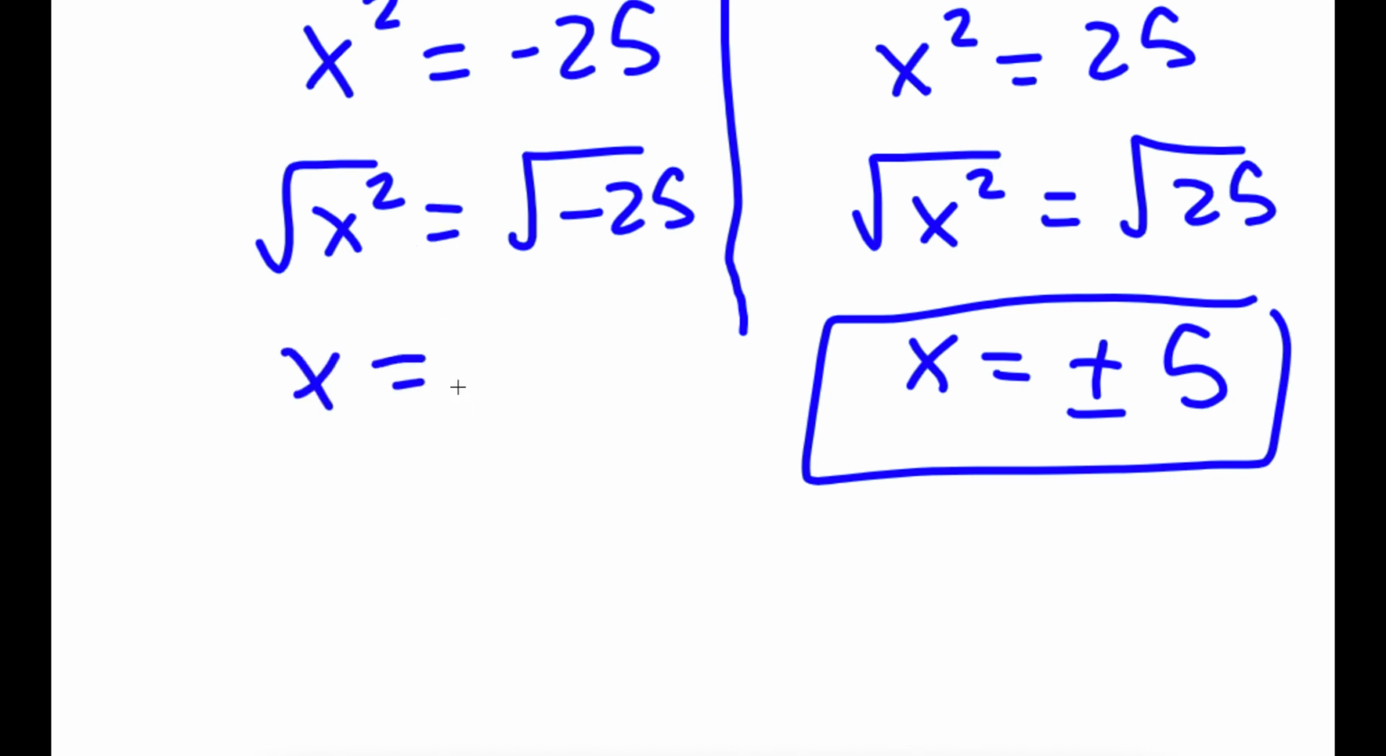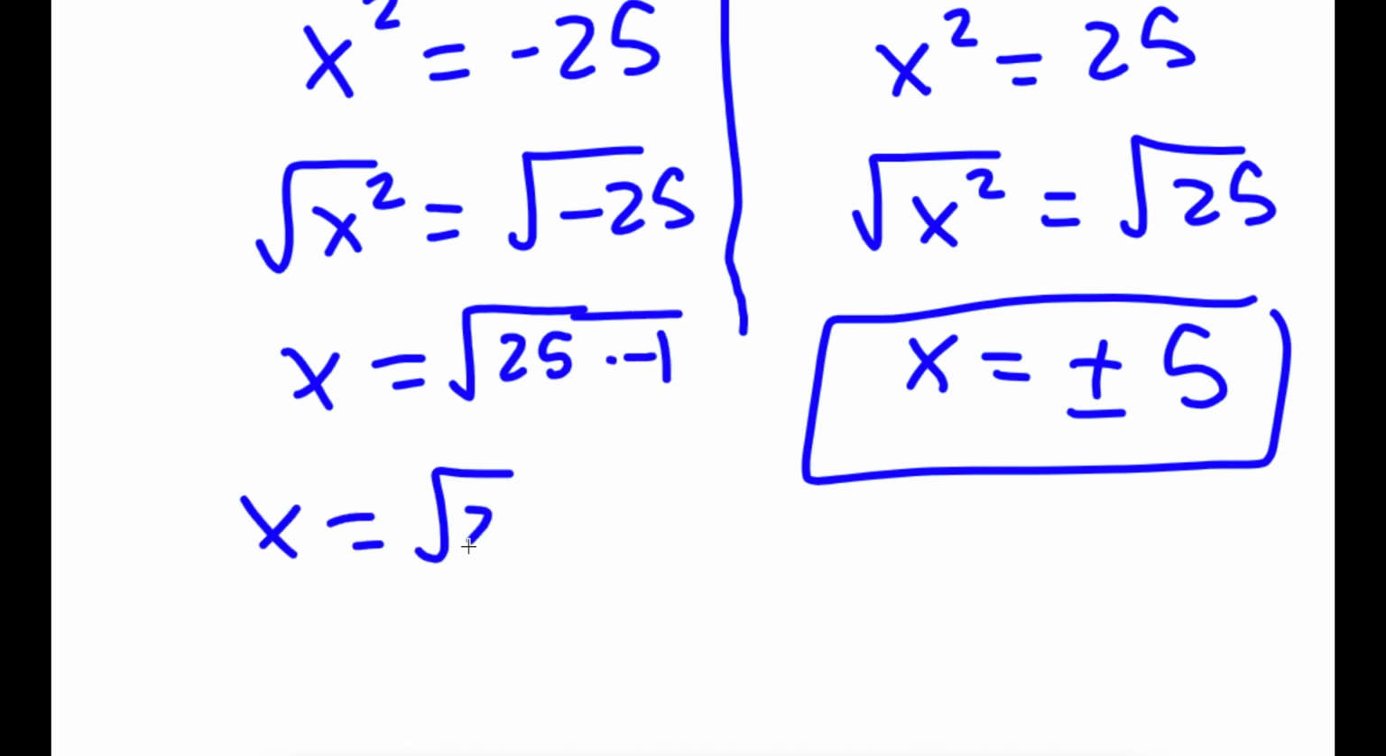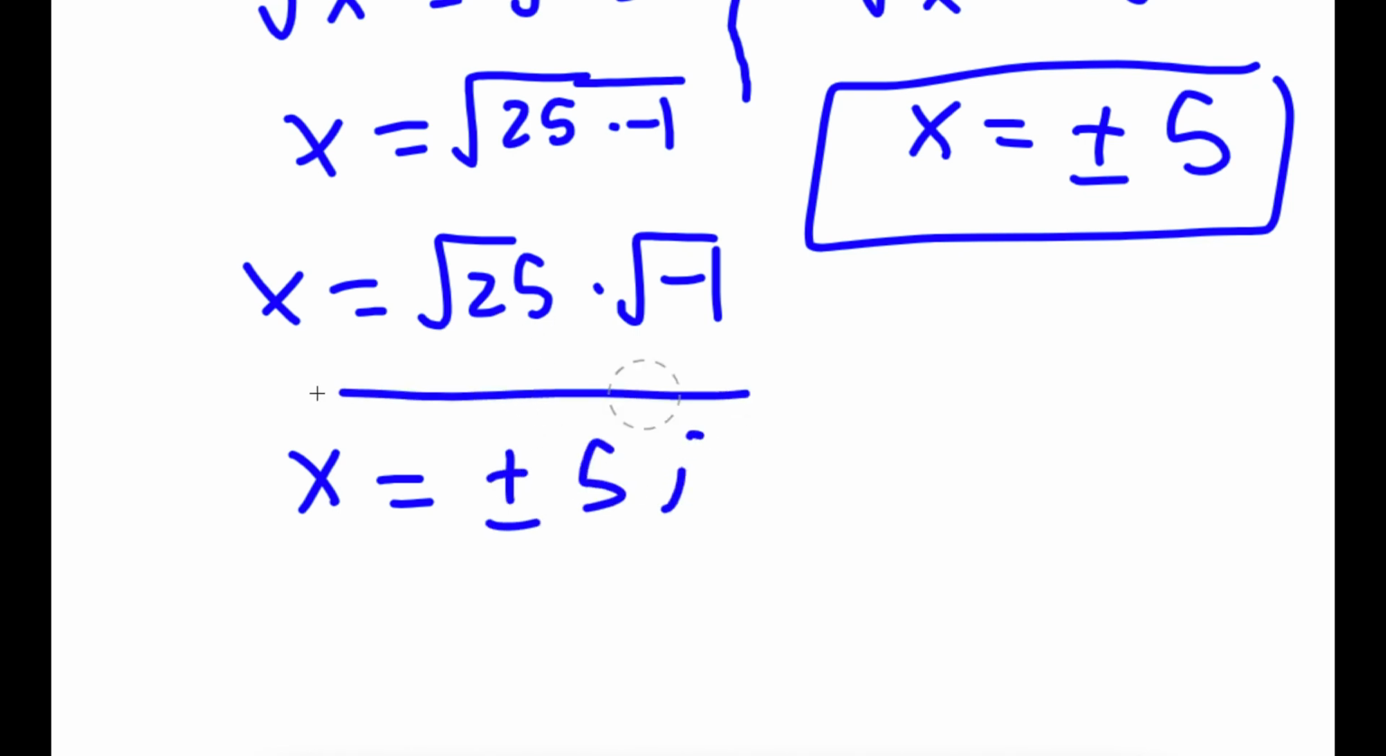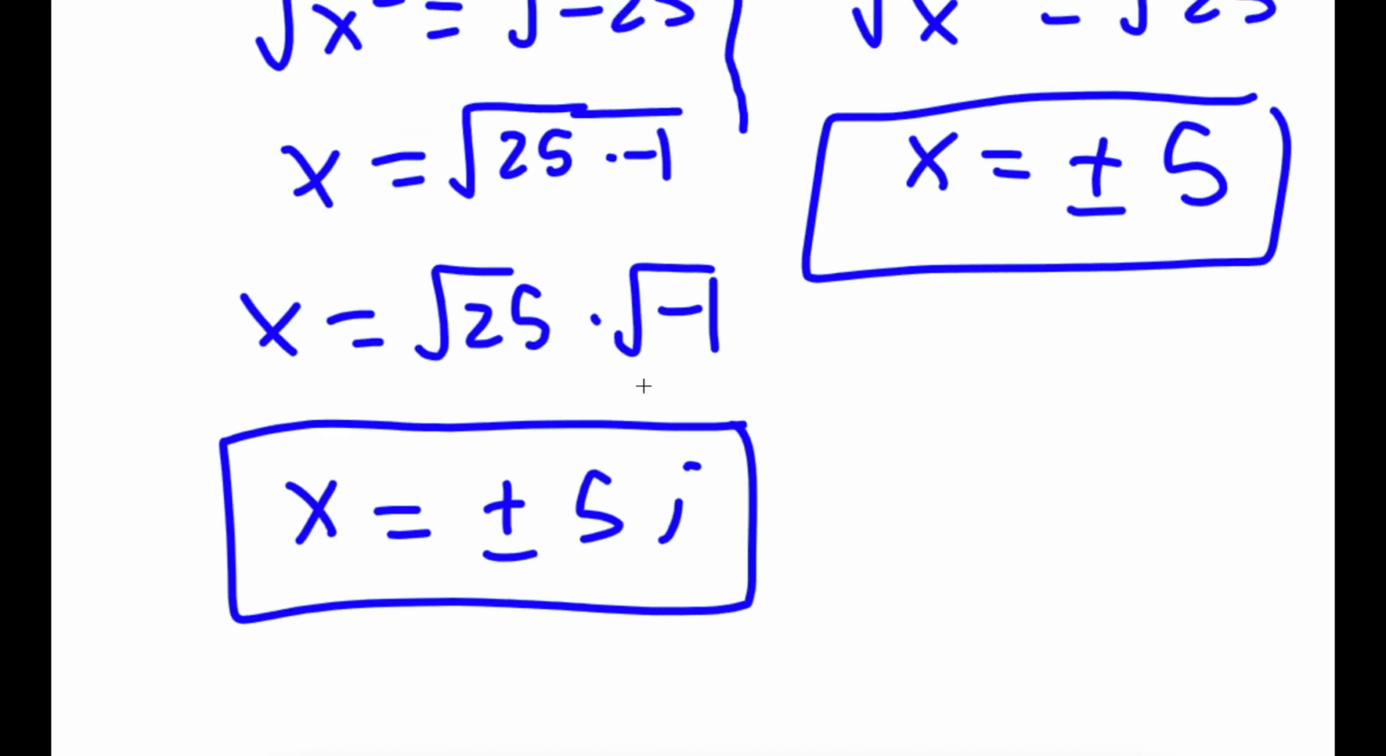The square root of negative 25, well, that's the same thing as the square root of 25 times negative 1. And this is the same thing as the square root of 25 times the square root of negative 1. Now the square root of negative 1 is simply equal to i. So I have the square root of 25 is positive or negative 5i. So these, again, are two solutions.